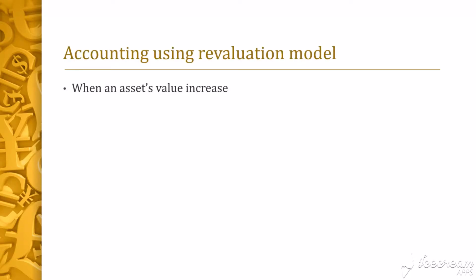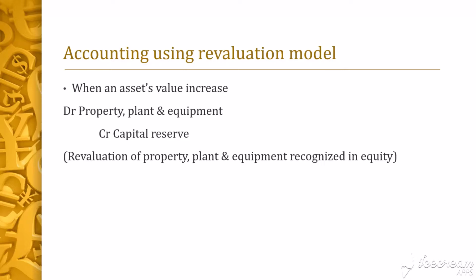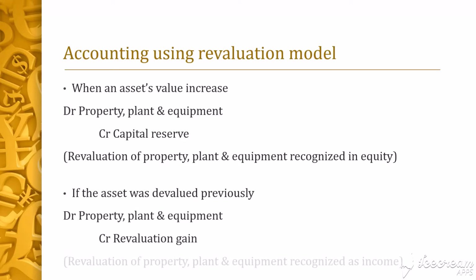When an asset's value increases, the increase is recognized in the capital reserve, debit property, plant and equipment, and credit capital reserve. Capital reserve is a reserve account under the equity section. It is not an income. However, if the same asset previously had a devaluation recognized in profit or loss, the increase is recognized in profit or loss to the extent that it reverses the devaluation of the same asset. This would be debit property, plant and equipment and credit revaluation gain. This is an income.